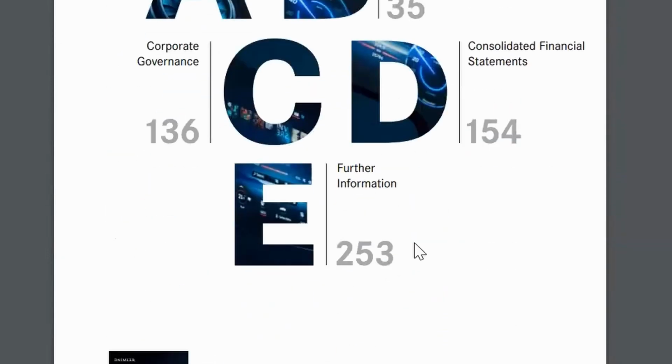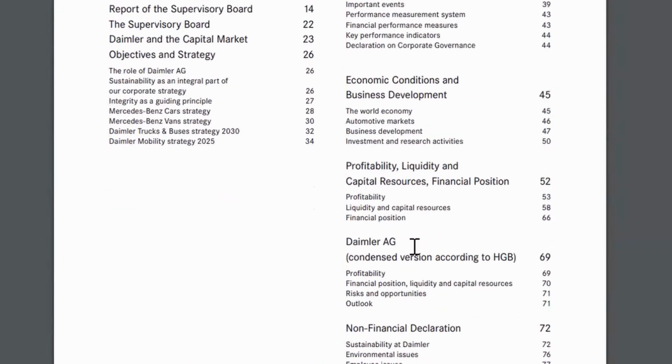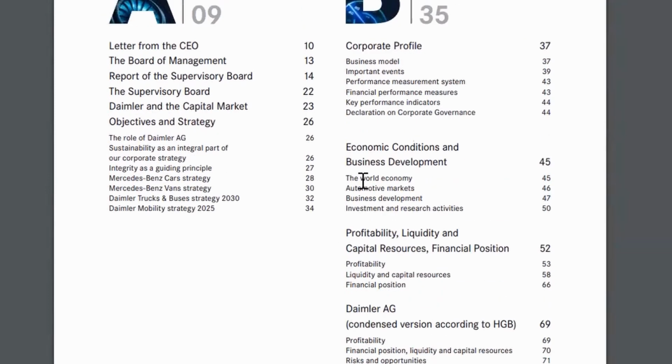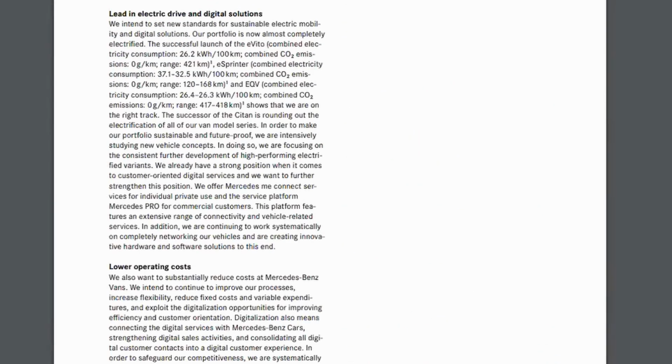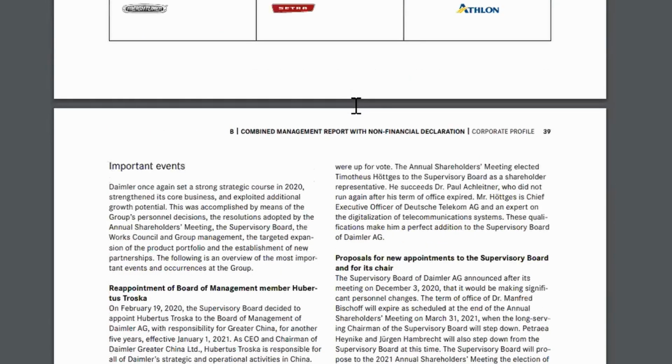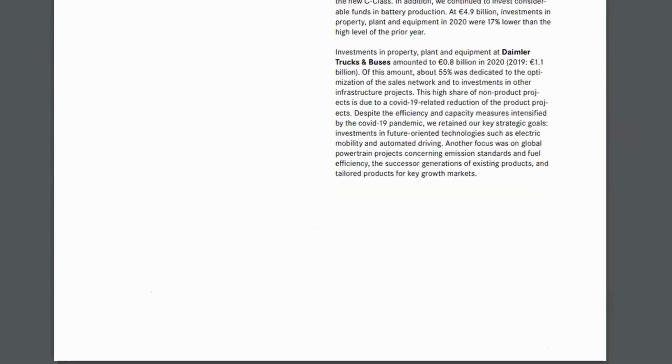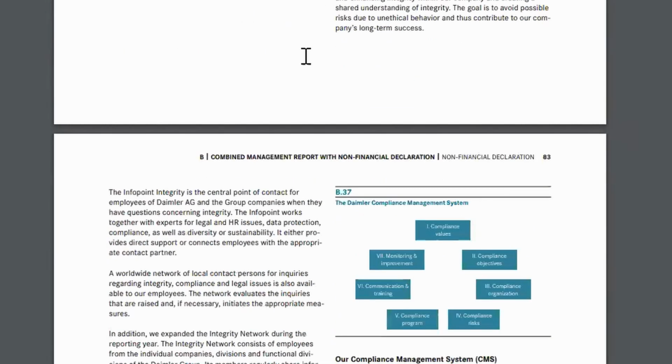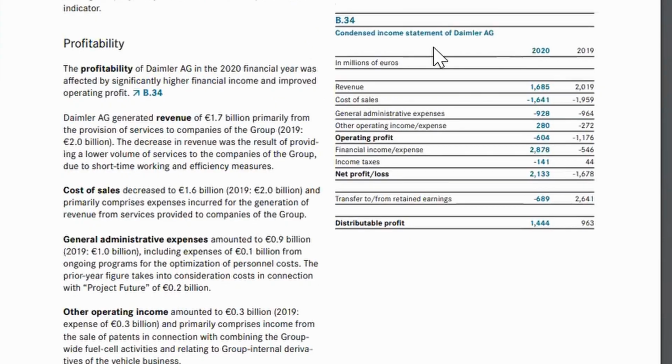Obviously, this is a public company. This is more elaborated. You don't have only your financial statements, but also you have a letter from the CEO, the board of management. They will tell you all the strategy from the company, and then you move to the financial statements. You will have in here your CSR strategy, your corporate strategy, your corporate profile, basically all the information for the company. Okay, and here we can find the condensed income statement.